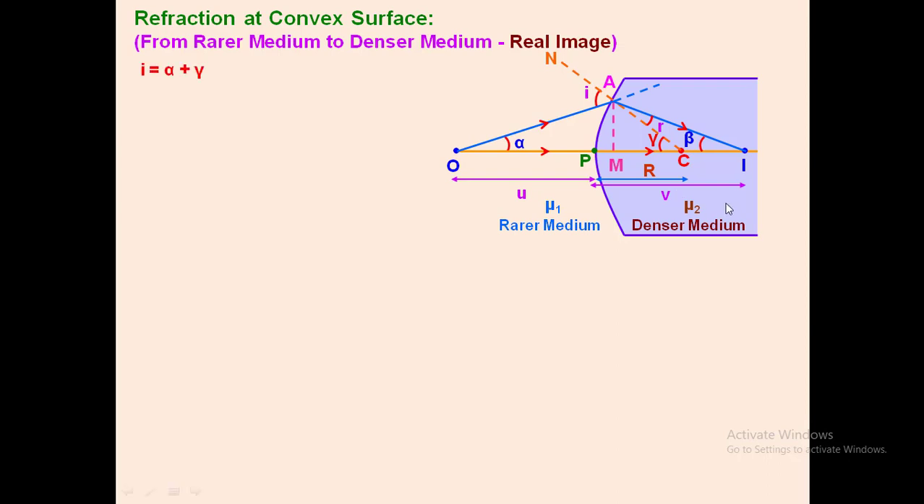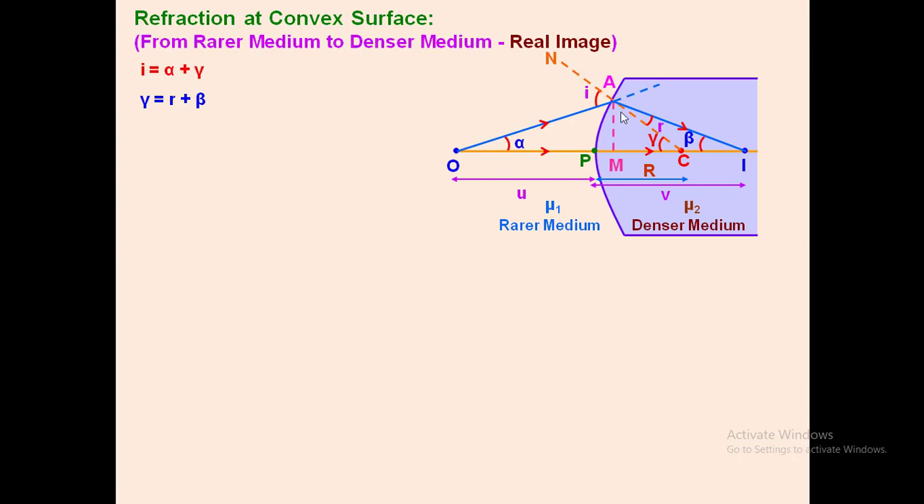Now if you see the triangle OAC, if you consider this triangle OAC, I repeat, I is the exterior angle for this triangle. So always the exterior angle is equal to the sum of two opposite interior angles. So I is equal to alpha plus gamma. This is the first step.